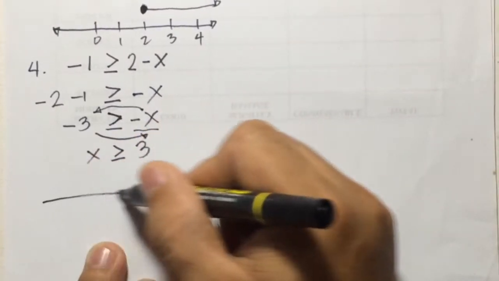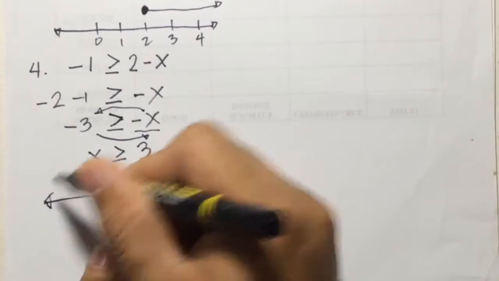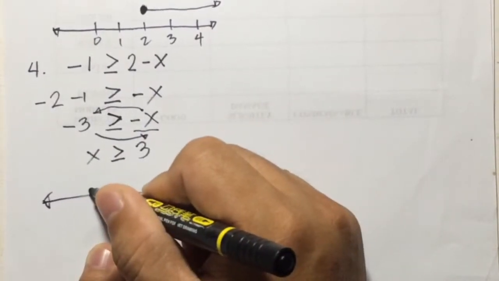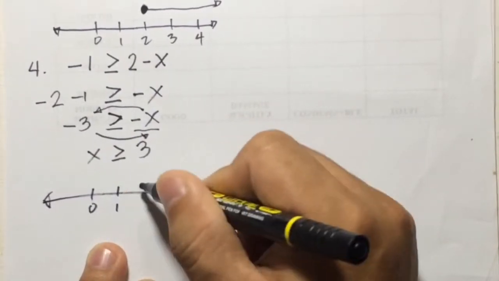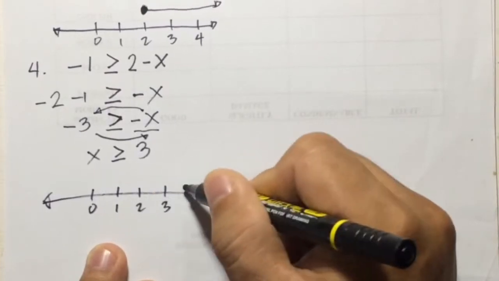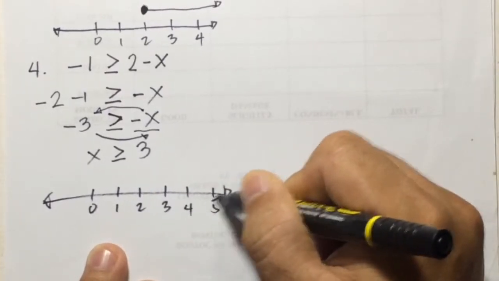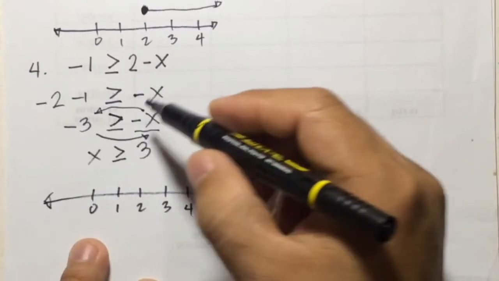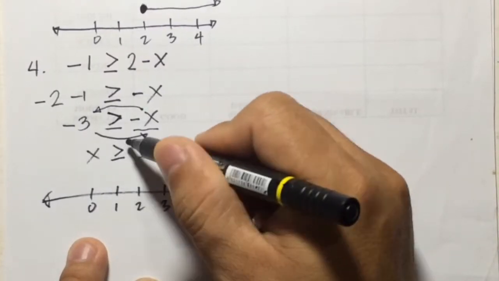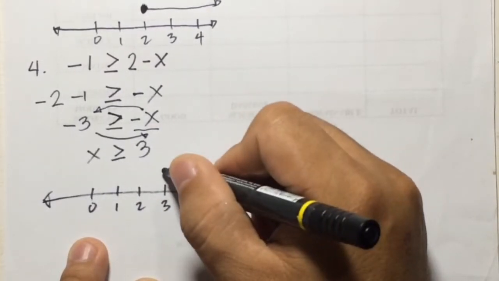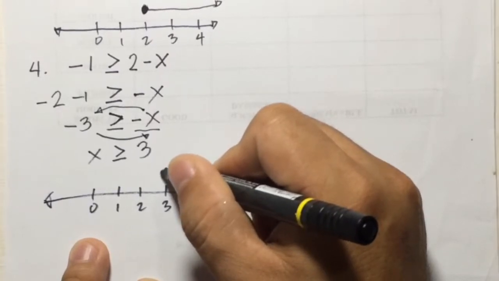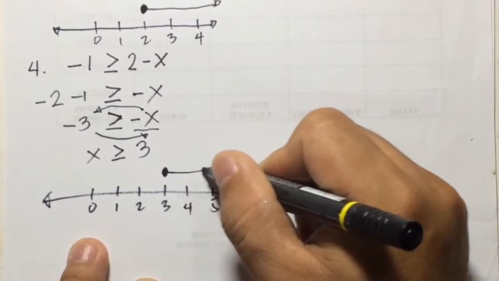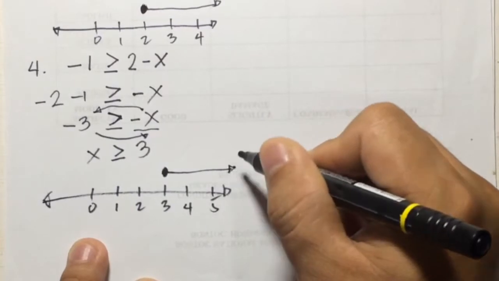Now, if we're going to draw a number line for the solution, we're going to have here 0, 1, 2, 3, then 4, then 5. So our solution will be x greater than or equal to 3. So 3 here is included. So we're going to have it here towards the right.